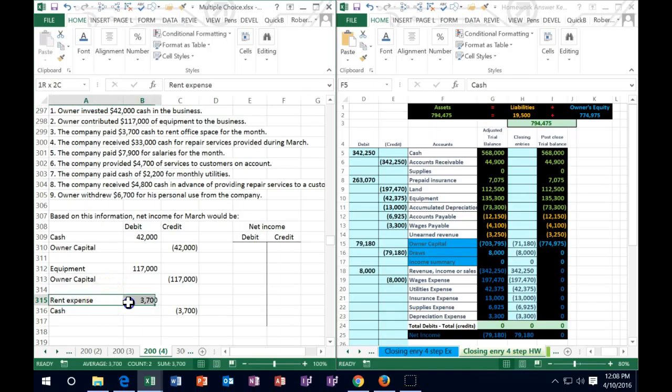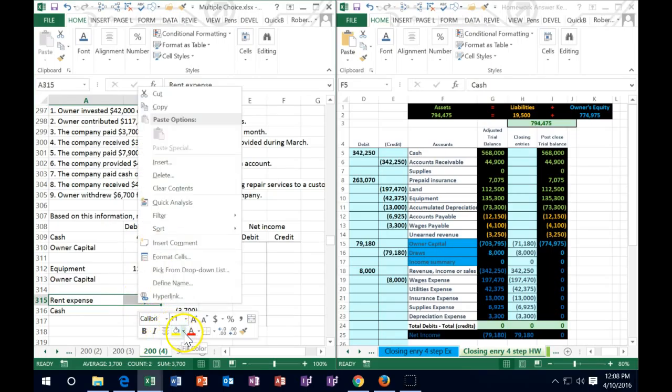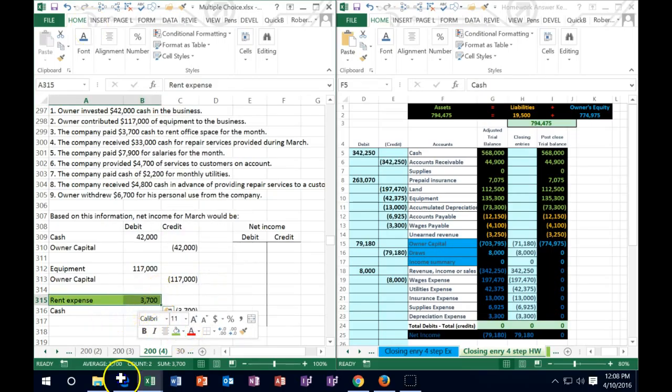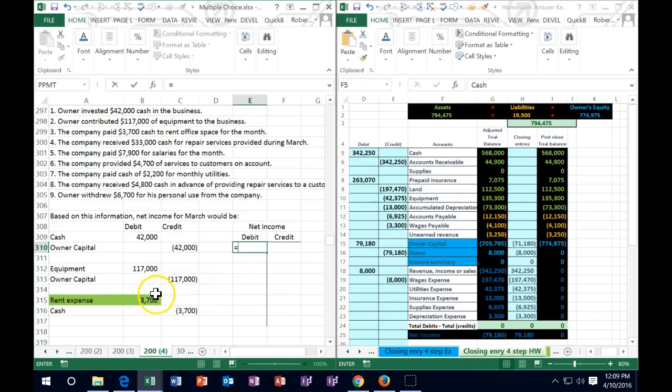Now this one, I'm going to highlight this one and say, hey, that's one that affects net income, because net income is revenue minus expenses. So I'm going to put that in like our T account type thing. This is actually a debit side. This is an expense that happened here, and that's what's going to happen to our net income.